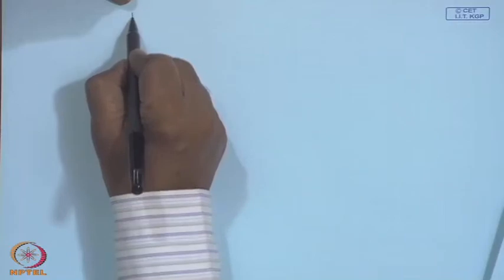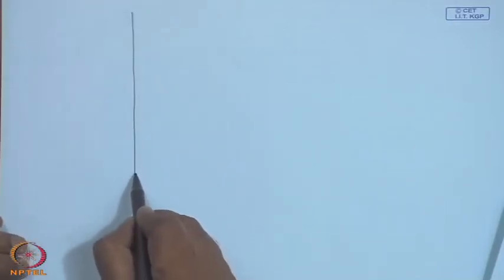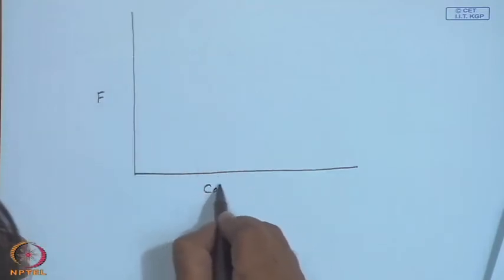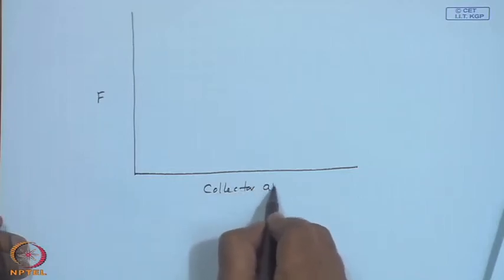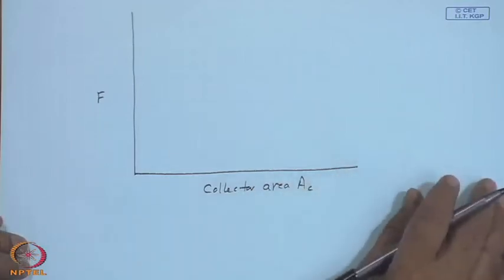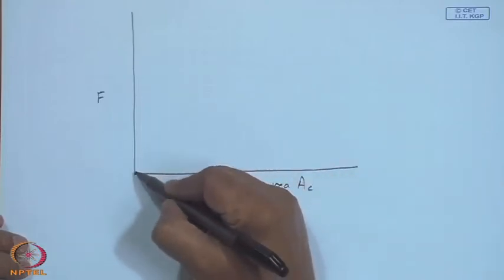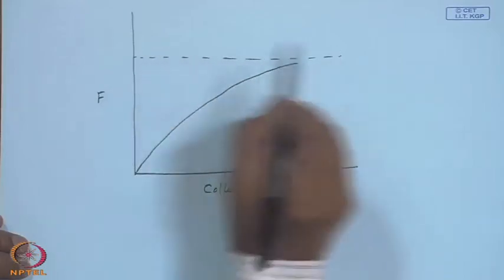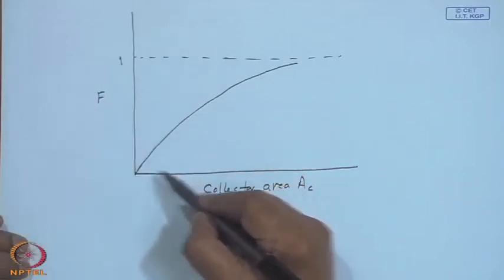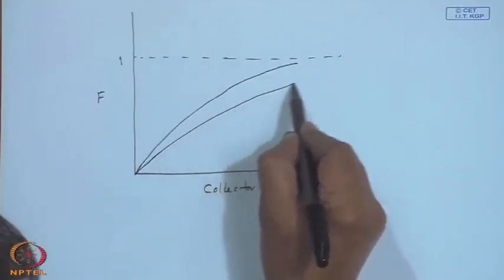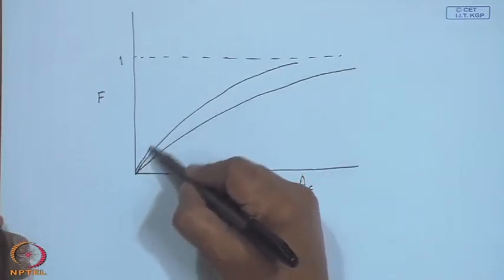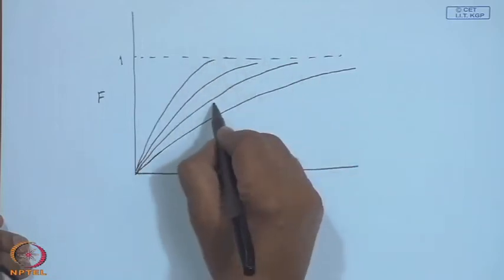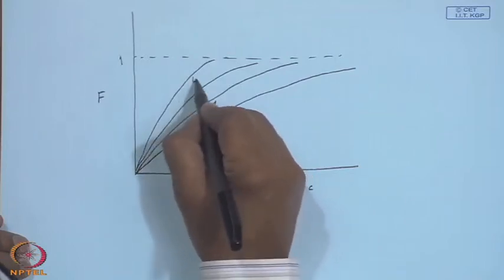So, if I try to plot the solar load fraction F versus, of course, the collector area, all other things will be parameters, which I may have a curve 1, this will be of course 1, and this may be 2, this may be 3, I will give the numbers, this may be 4. So, 1, 2, 3, 4.